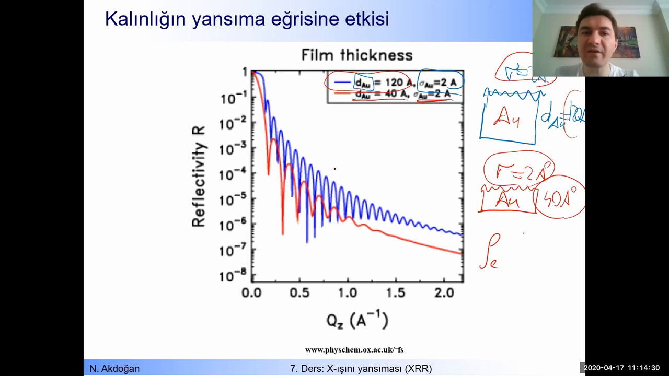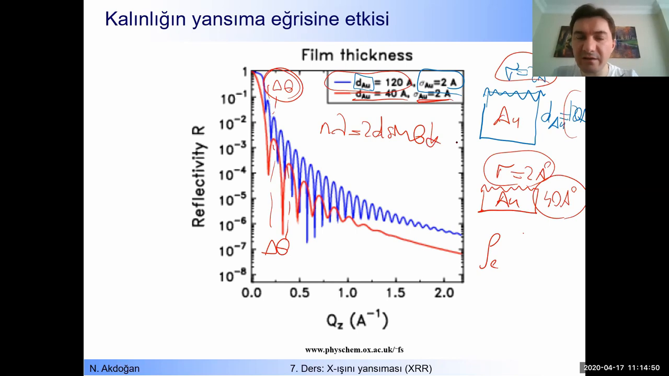So why do we have it? Because just remember Bragg's law, nλ = 2d sinθ. What we have here is a delta theta, and here we have another delta theta. So this delta is smaller. If you have a smaller delta theta, then you have a bigger thickness, okay? So bigger thickness gives us a smaller delta theta. Then we have many oscillations compared to that one within the same range.